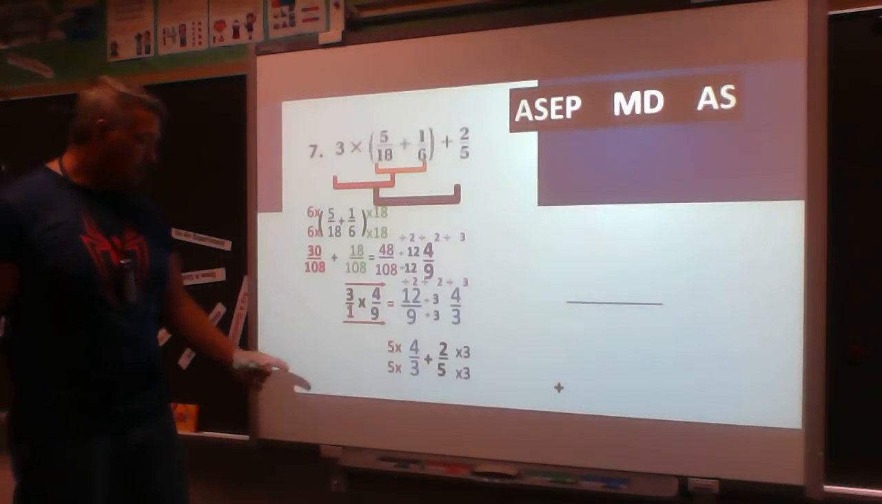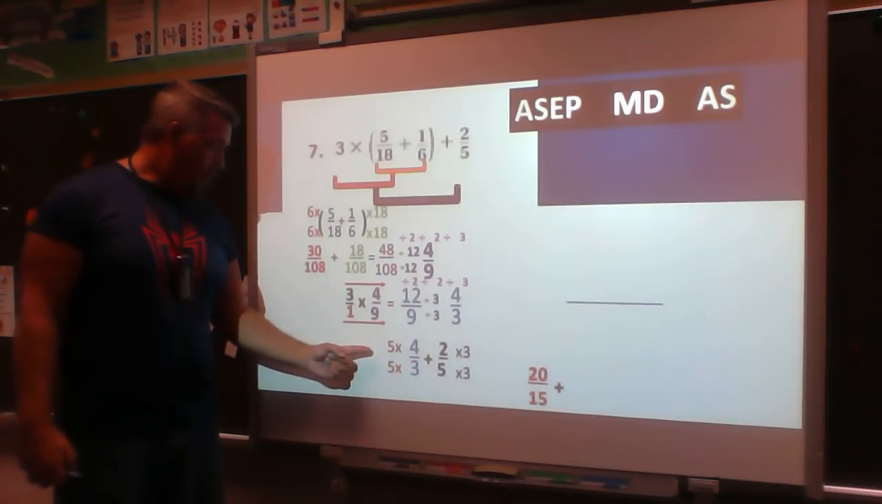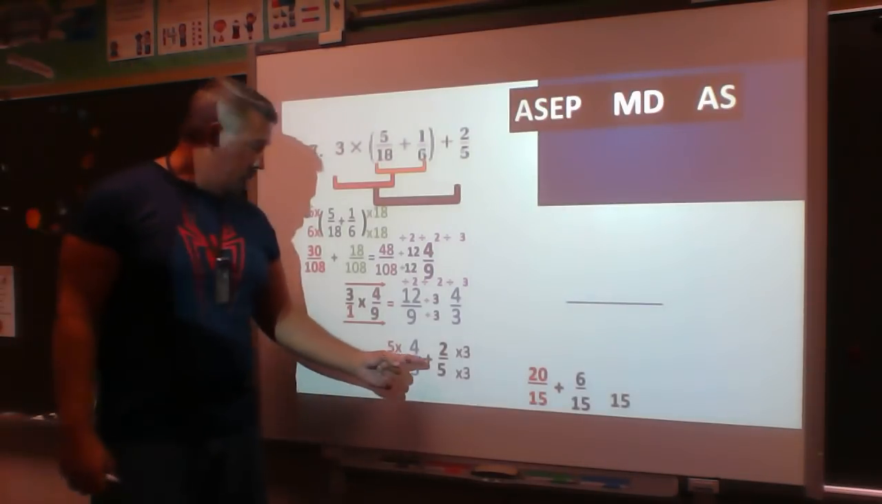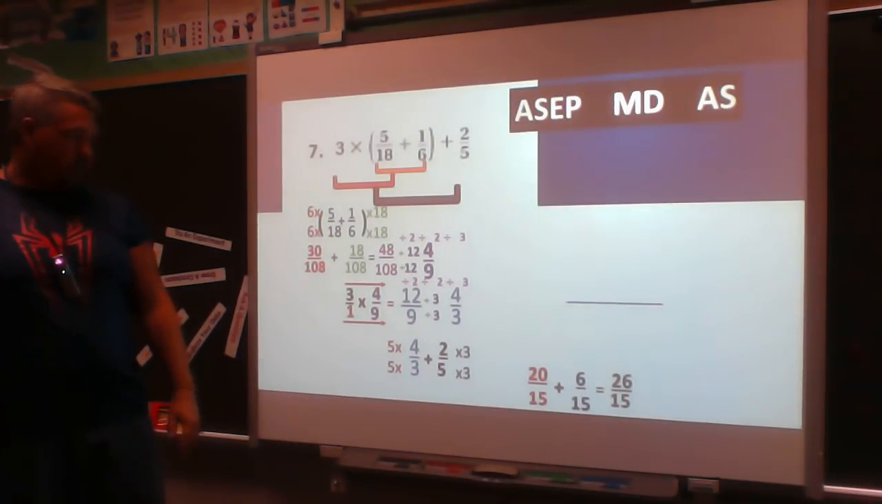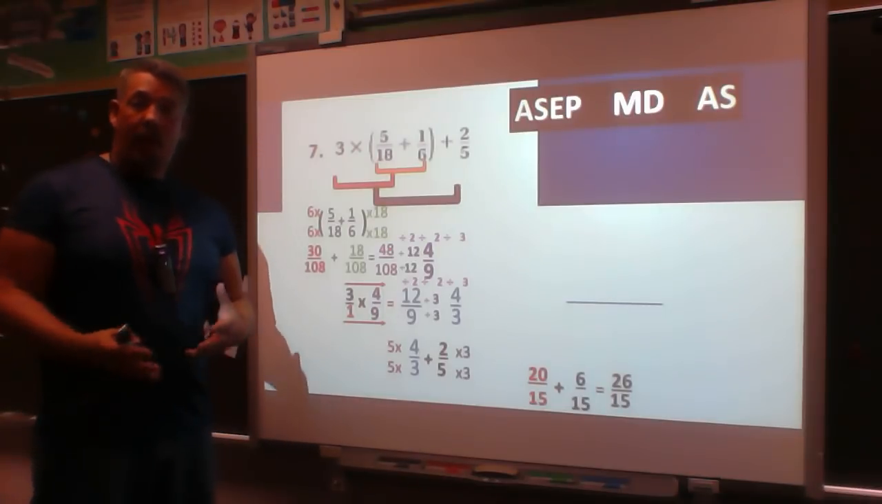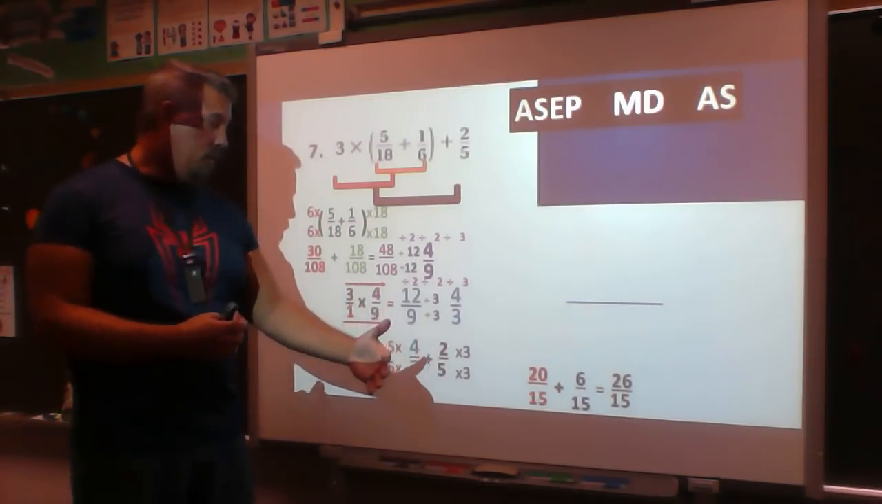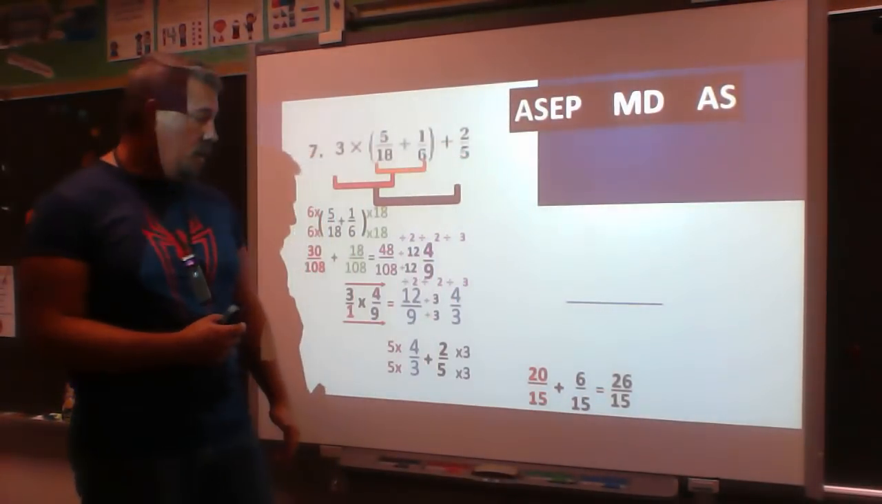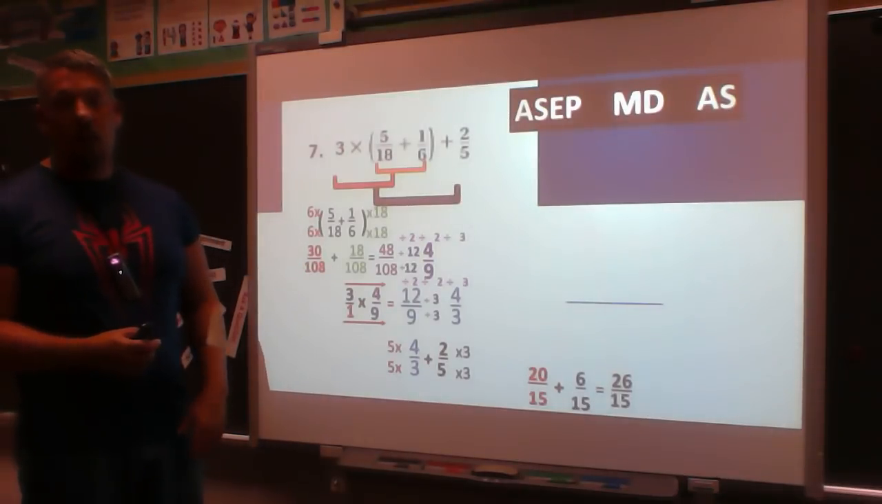So I do my multiplying. I know my denominator is going to be 15 for each of them, and 5 times 4 is 20. And then this 15 I have for a numerator of 2 times 3, which is 6. So now I have my common denominator, which I keep because that's the rules of adding and subtracting. So I have a denominator of 15, and then I add my numerators. 20 plus 6 is 26.